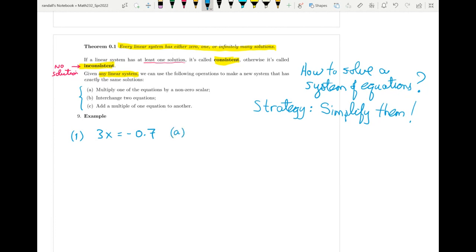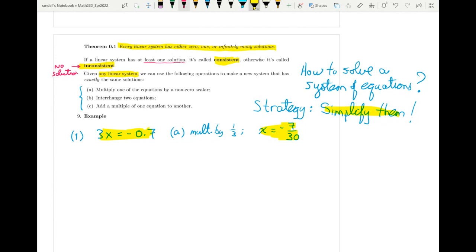I can see what the solution is without doing anything else, but I'm still going to pretend I want to follow these rules. So I'm going to use rule 1, multiply one equation by a nonzero number. So I'm going to multiply this single equation by 1/3, and it does simplify it in the sense that it looks like x equals minus 7/30. So this equation here is simpler than this one in the sense that it's obvious what the solution is. So this is what we mean by simplifying them: the simpler they get, the easier it is to see what the solution set is. This is as simple as you can get, and it's obvious what the solution set is.